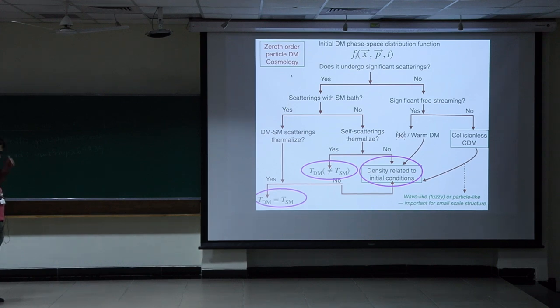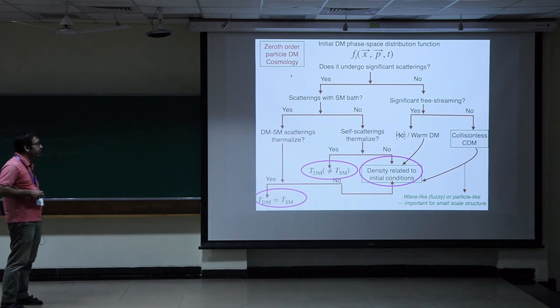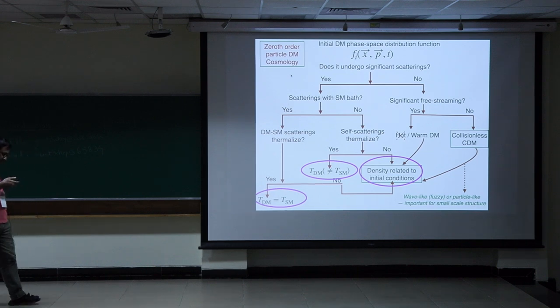The hot is not allowed because structure formation, as we know, is bottom up and not top down. And Tirtha will discuss warm dark matter. If there are scatterings and scatterings with the standard model bath, then those scatterings might thermalize the dark matter sector with the standard model, giving a temperature of the dark matter same as the standard model. This is the simplest scenario, the most studied scenario, and the scenario that can be tested thoroughly.